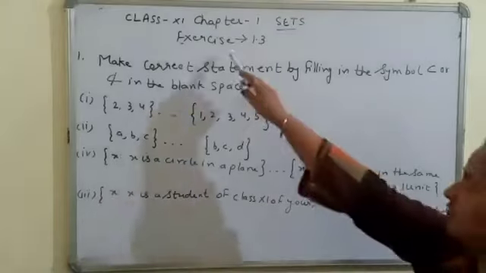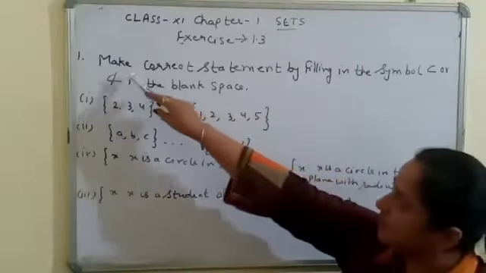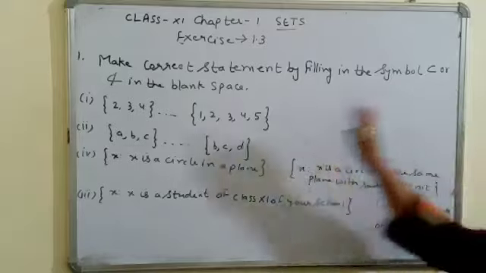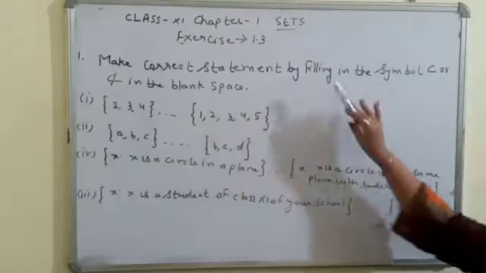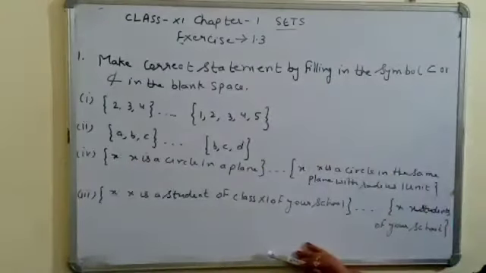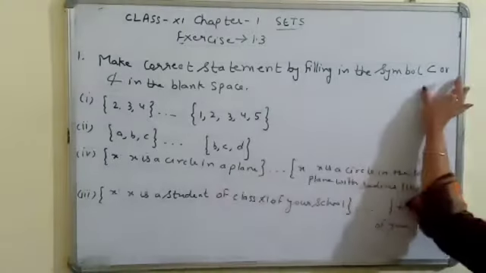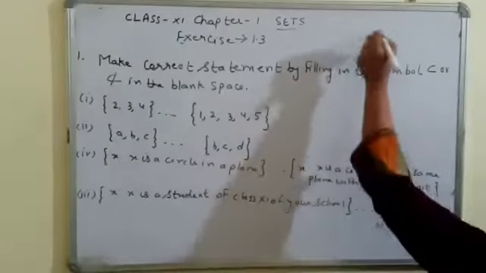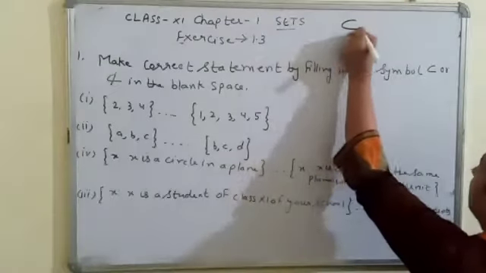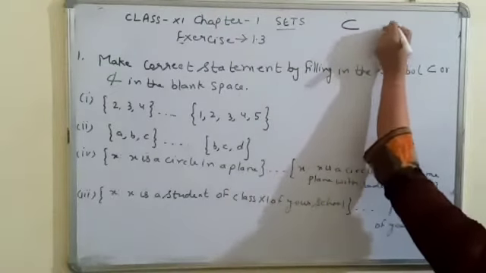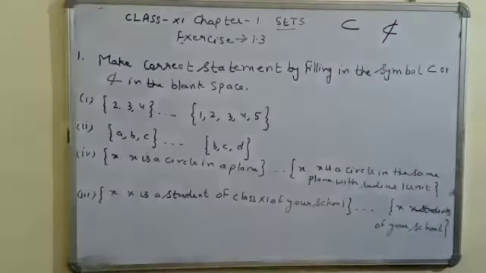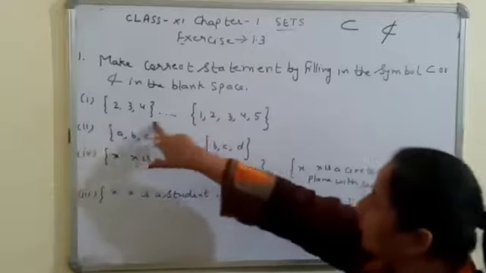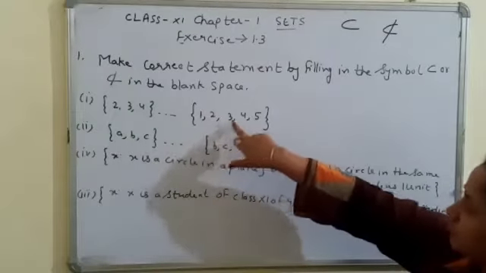Question 1 of exercise 1.3: make correct statements by filling in the symbol subset or not subset in the blanks. Yes student, we have to check each statement and put the suitable symbol. If any set is a subset of the other, we will put this symbol. If it is not a subset, then use this one. First question is {2, 3, 4}. Is {2, 3, 4} a subset of {1, 2, 3, 4, 5}?